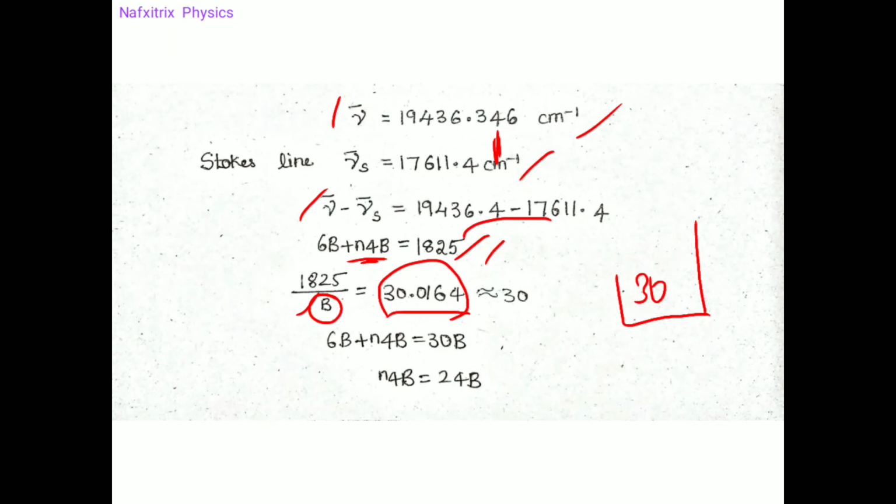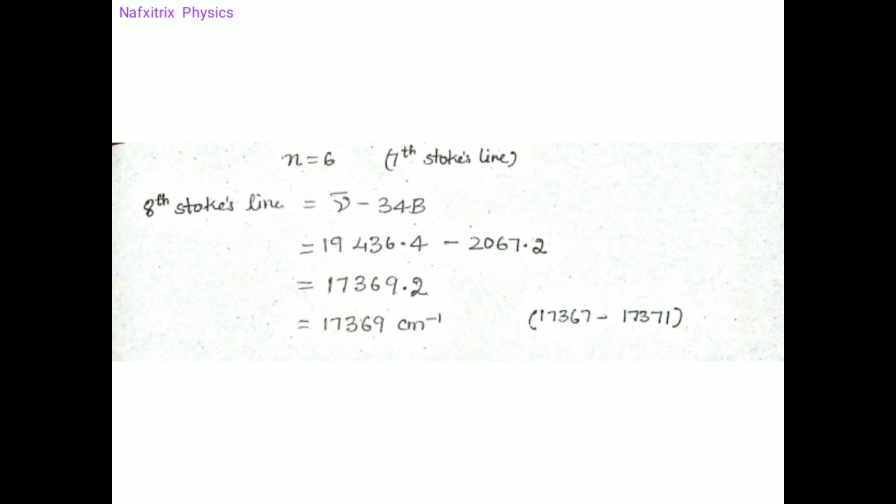We need to convert it in terms of b. So we have found that, and this 1825 has been converted in terms of the b term. So now we are finally getting this equation. Sending this 6b to that side, 30 minus 6 is nothing but 24. Then 4nb is equal to 24b. So b would get cancelled, and 6 fours are 24. So n is equal to 6.